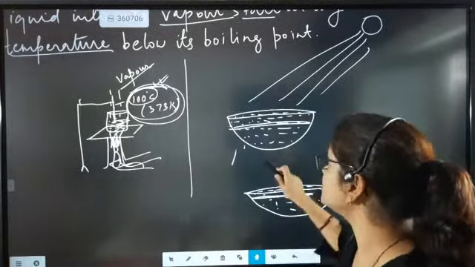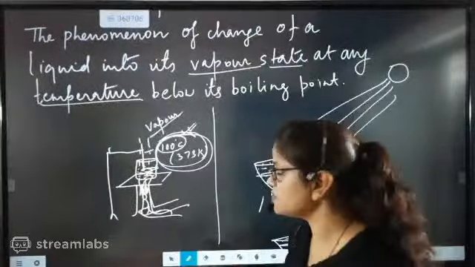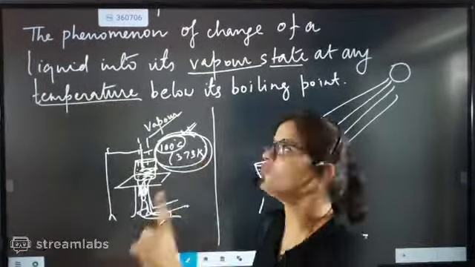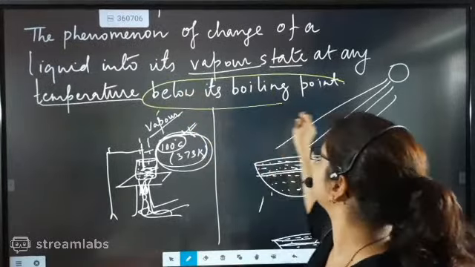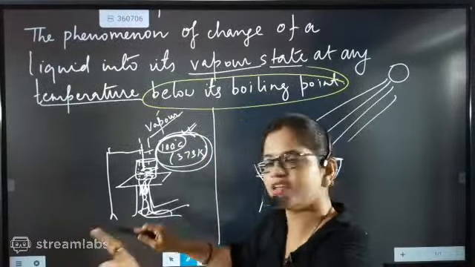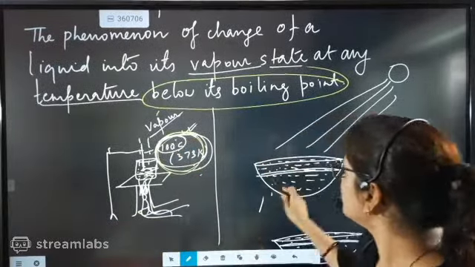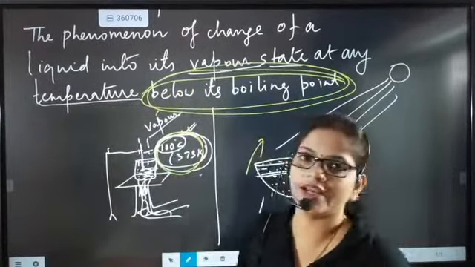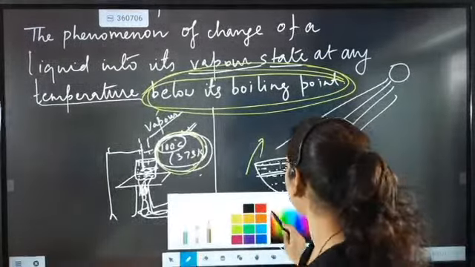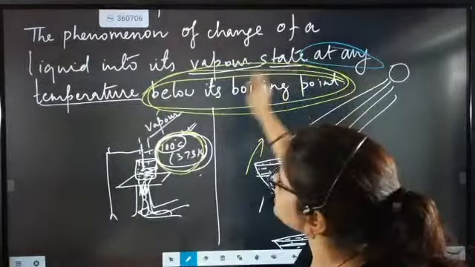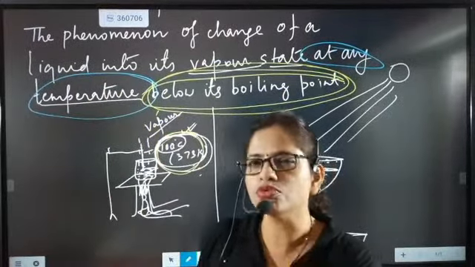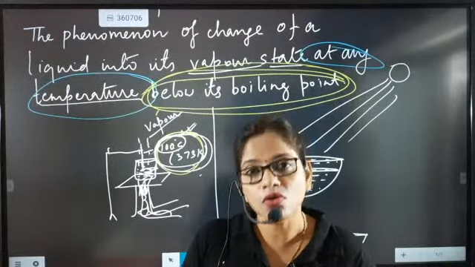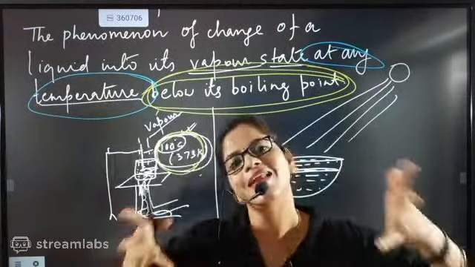But there are two important points in the definition of evaporation that you have to remember. It is the conversion of liquid into vapor below its boiling point. The boiling point of water we have seen in the previous section is 100 degrees Celsius, but evaporation is done below its boiling point. And the next important point is that it happens at any temperature. So these two are the most important points to remember: evaporation is done below the boiling point of water, and second, at any temperature.